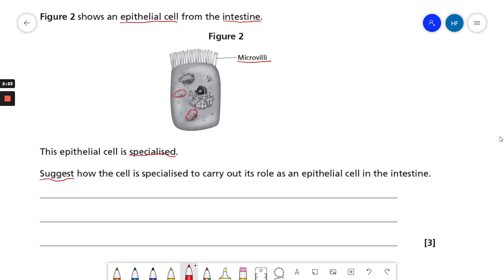Now, to answer the question about how this cell is adapted to its role, we need to start by saying what its role actually is. So let's start by putting that into words. So we can put the cell's role is to absorb nutrients. We need to say from where, so it's from the intestine into the blood.